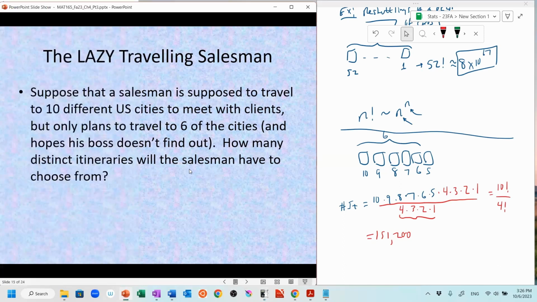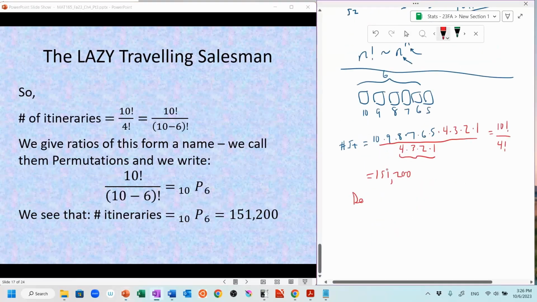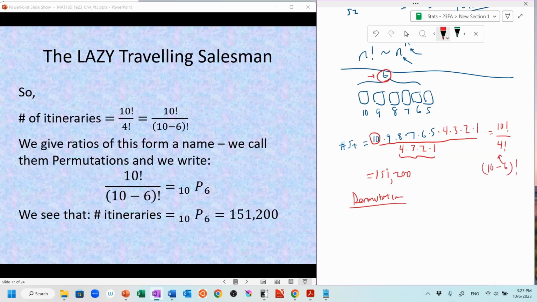Now, it turns out this kind of structure comes up enough that we have a name for it. We call it a permutation. And we have a formula for it. I note that the 4 factorial on the bottom is related to the 10 cities, the 10 items I have to allocate, versus the 6 slots. It's 10 minus 6 factorial. So 10 factorial over 10 minus 6 factorial. We give that the name 10p6. And we would just say it that way, 10p6.